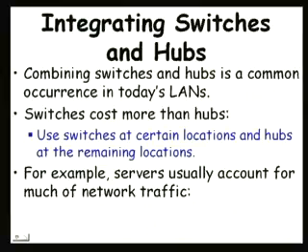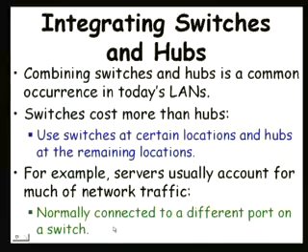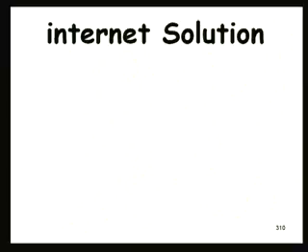Now, common sense says that we need to use a switch port for computers which are heavy generators and consumers of network traffic, and we know that servers account for much of the network traffic. Therefore, it is natural that we connect a server to a switch rather than a hub, because if it is connected to a hub, it will cause collisions with other computers on the hub, and it will reduce the throughput.